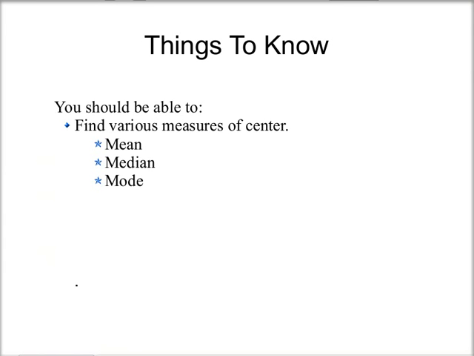So that finishes up section 5.4, and the things you should know here, you should be able to find the various measures of center, find the mean. Remember we said this is the average, where you add them all up and then divide by the number of observations. The median is the middle value of observations, and the mode is the one that occurs most often. So be able to find all of those from a set of data.